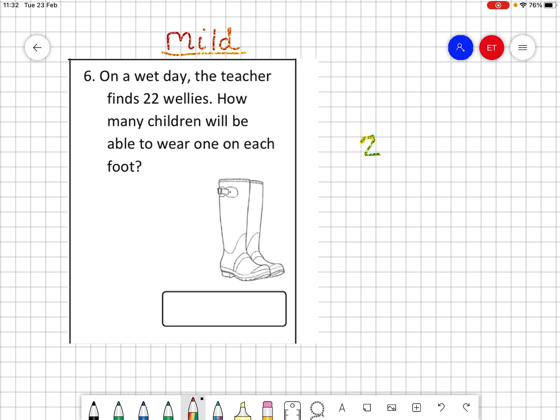Okay, so if there's 22 wellies, and that would take a while for me to draw. But if you think about that, well, obviously each person needs 2, okay? So we could half 22, we can divide 22 by 2. How many 2s are in, actually, I'm not going to show you it that way.